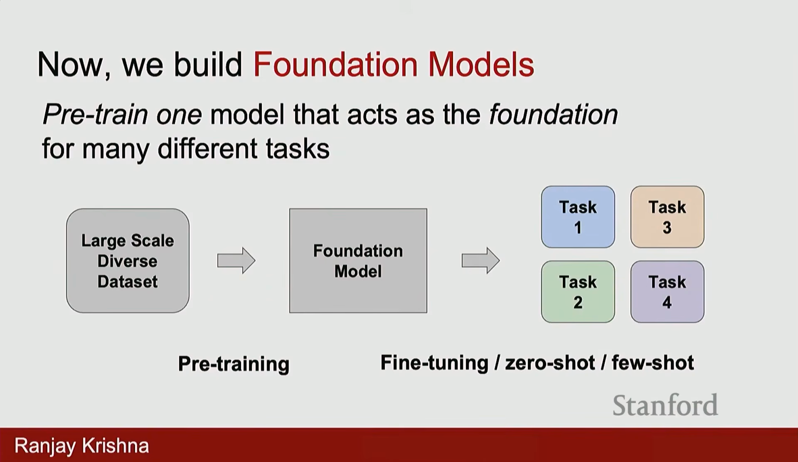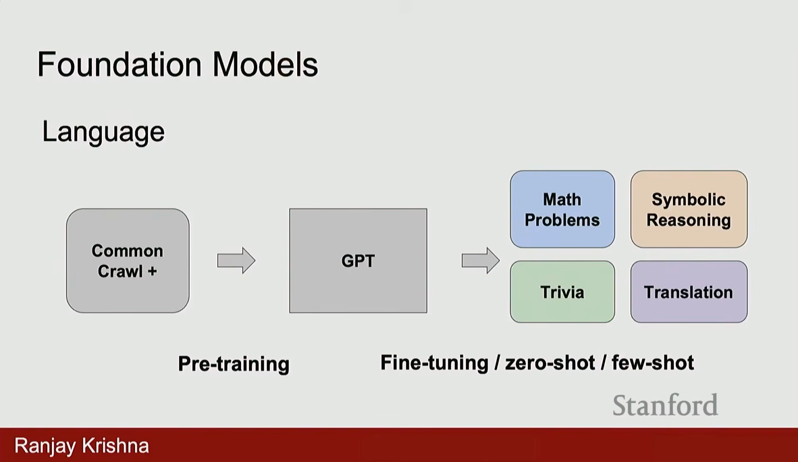So, for example, one very common foundation model that you all probably use in some form or the other is GPT. GPT was trained on a lot of Common Crawl data from the internet, and then you take that model that you get, and you fine-tune it for different purposes. So you fine-tune that model for math problems or symbolic reasoning or trivia questions, and all of these are individual tasks that this model can quickly adapt to.